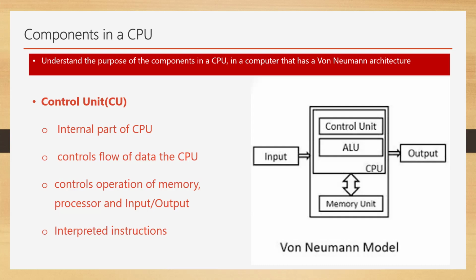Then I have the third part. The third part says that this controls the interpretation of memory, processors, and input and output. Controls operations means if you are giving some instructions of input, your output is being generated, or your memory operations are being performed. So all of your operations are being controlled by this supervisor, this manager, which is known as a control unit. It is also used to interpret your instructions as well.